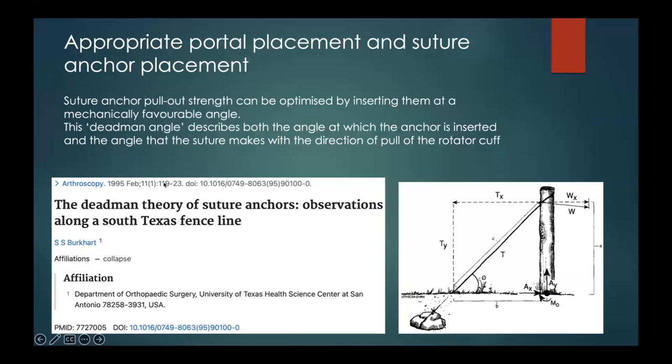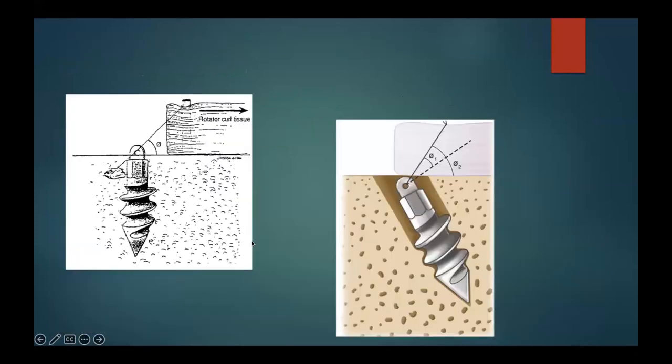The deadman's theory of the suture anchor states that, in the adjoining image, the deadman is a large rock buried under the ground and attached to the fence post by means of a wire at an angle theta to the ground. T is the tension in the deadman's wire, W is the pull of the fence wire, and AX and AY are the ground reaction forces. In a similar way, the deadman wire is analogous to the suture. The pull of the fence wire on the corner post is analogous to the pull of the rotator cuff, and the fence post is analogous to the compressed rotator cuff tissue between the suture and the bone.